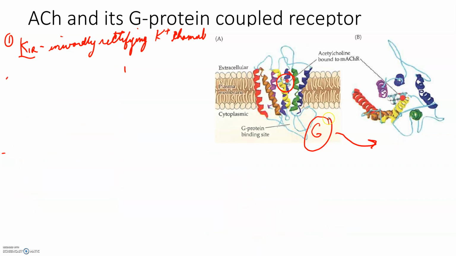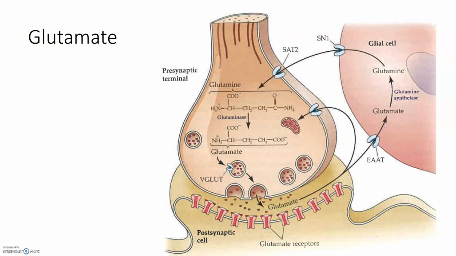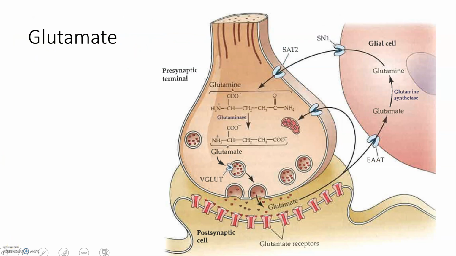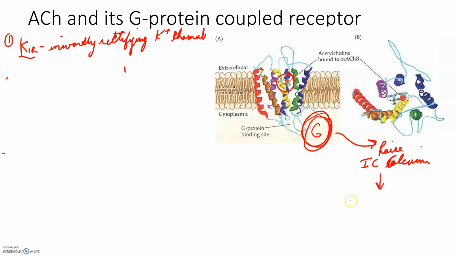A second effect that activation of this G protein here can have is it can allow calcium to come out of intracellular stores and raise intracellular calcium levels. And raising intracellular calcium activates another type of potassium channel. It activates calcium-gated potassium channels.